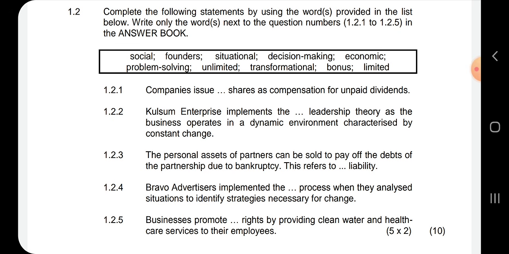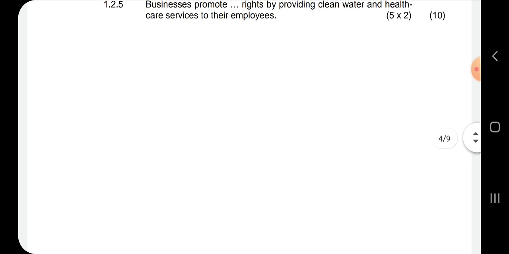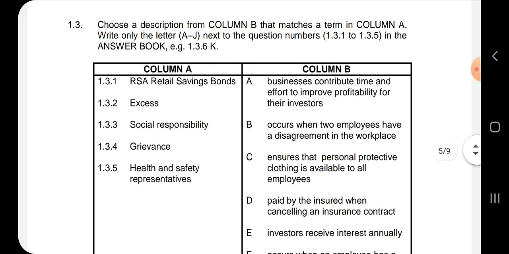That is social rights. Now let's go to 1.3.